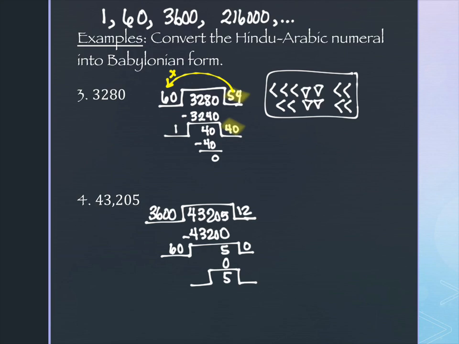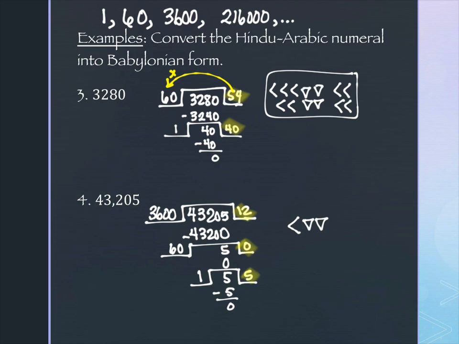And our last step is to divide by 1. It goes in 5 times. Subtract the 5, get a 0. And I'm almost done. Okay. 12, 0, 5. How do I write the 12? Arrow, 2 triangles. Arrow, 2 triangles. Everybody good with that?